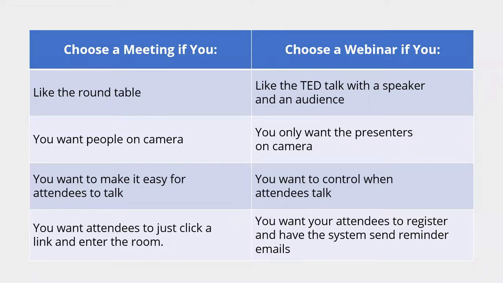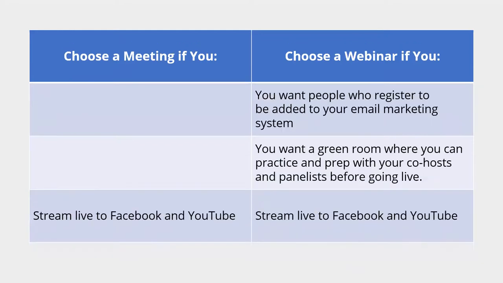So again, choose a webinar if you only want the presenters on camera, you want to control when attendees talk, and you want your attendees to register. Now, this is important. This is the big one for a webinar: you want your attendees to register and have the system send reminder emails. The system will remind them, as many of you were reminded, to show up here tonight. With a meeting, if you want to stream live to Facebook, you've got that. Webinar, same thing, so you don't have to pick one or the other when it comes to streaming. But again, if you want people who register to be added to your email marketing system so you can stay in touch with them, absolutely a webinar.